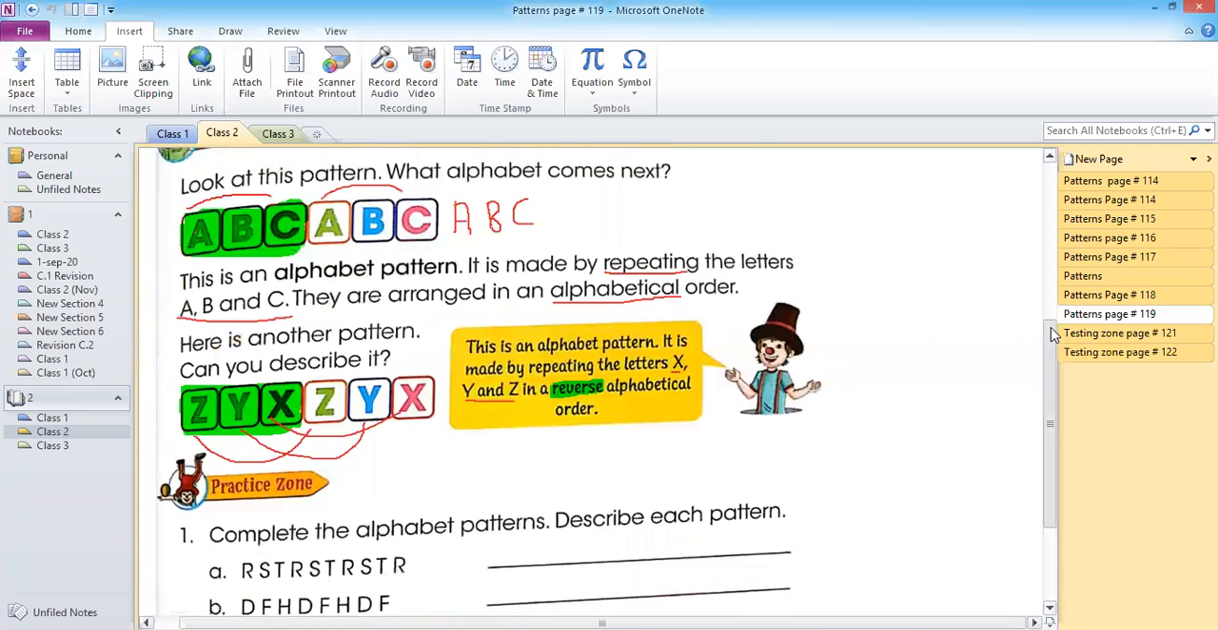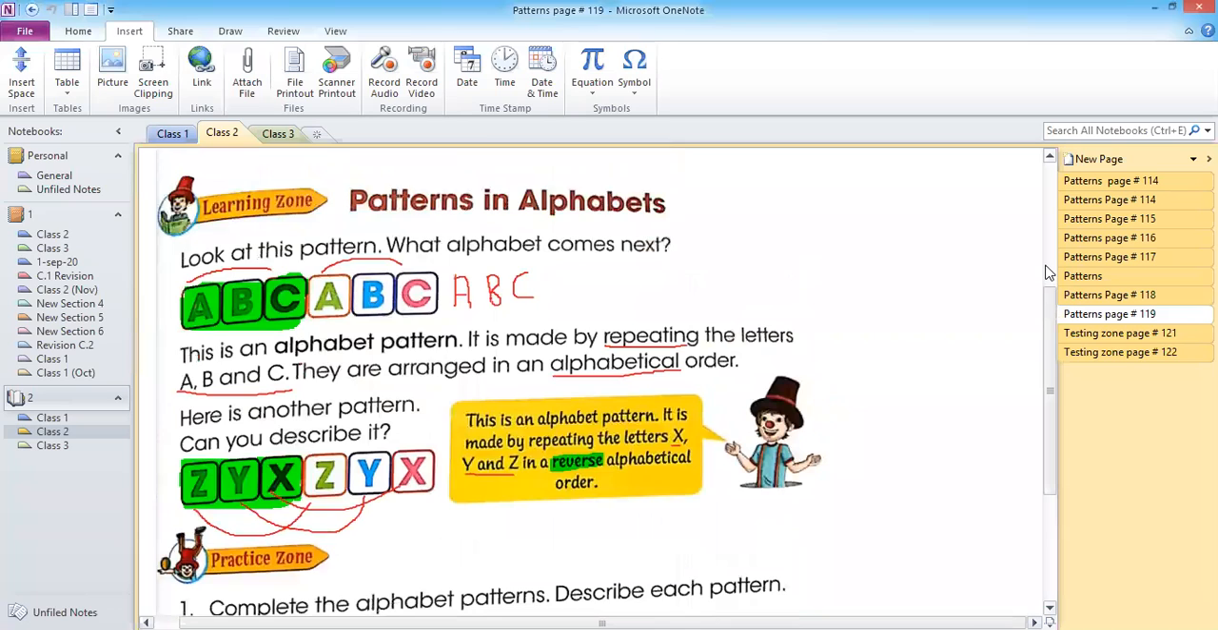I welcome all of you to lesson number 12 for grade 2 mathematics. We started the topic pattern in alphabets in our last class. And what we have studied, a quick overview of pattern in alphabets. We have seen how we can identify the pattern in the alphabets.